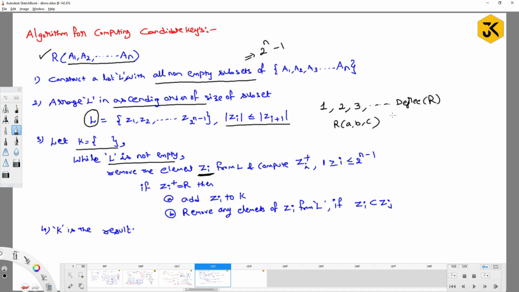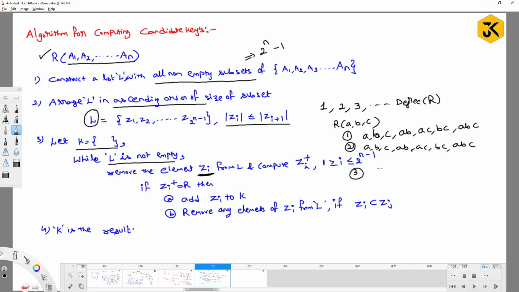We need to find out all the non-empty sets. What are the non-empty sets? A, B, C, AB, AC, BC, ABC. Non-empty sets you got. That is the first step. What is the second step they did? We need to sort them by the length of the attributes. So length of the attributes means what? They are already in sorted order, right? If they are in non-sorted order, try to make them sorted. A, B, C, AB, AC, BC, and ABC, right?